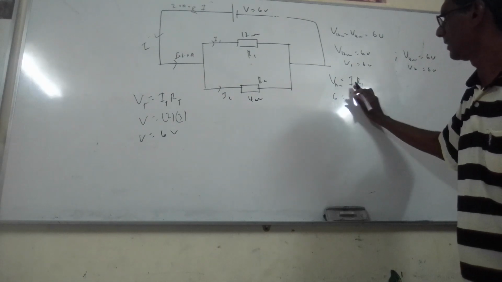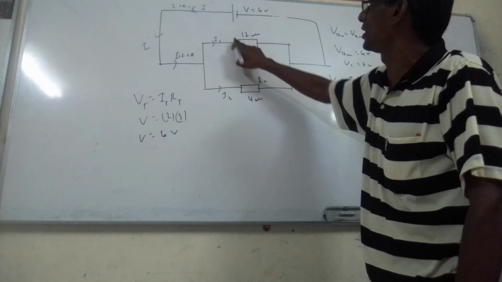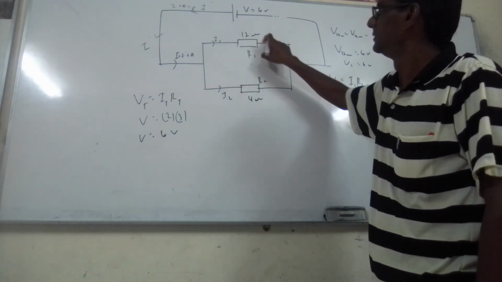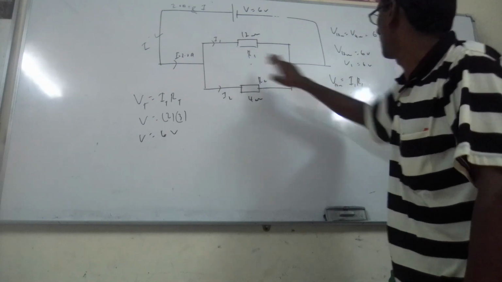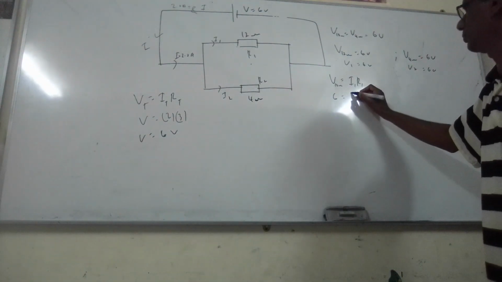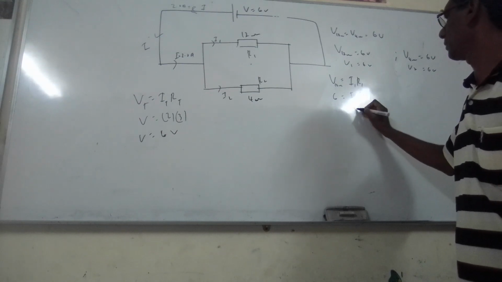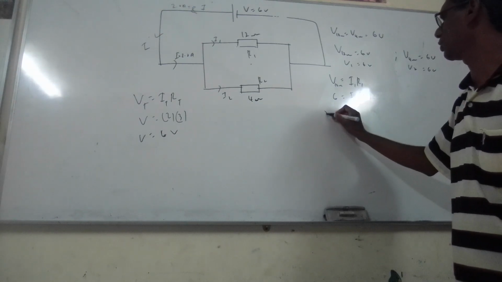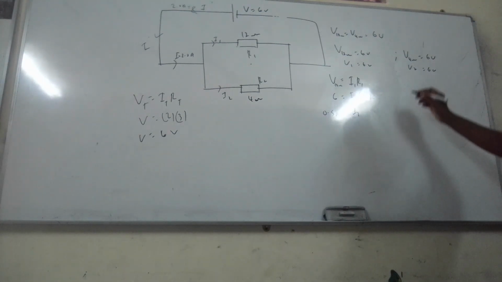I1 R1. That is called voltage here. The voltage here is maybe 6 volt. I1 R1. So the I1 we don't know, the R1 we know is 12. So I1 equals 6 over 12, which is 0.5 ampere. I think so, 0.5 ampere.